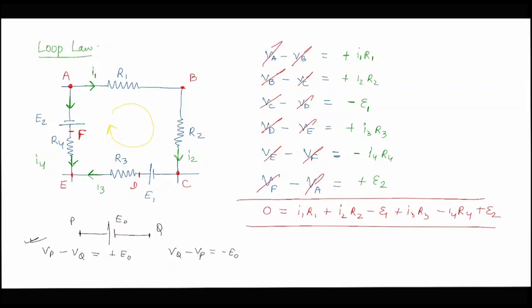The loop law directly follows from the fact that the electrostatic force is a conservative force and the work done by it in any closed path is 0. So basically the loop law is in accordance with the law of conservation of energy, whereas the junction law is in accordance with the law of conservation of charge.